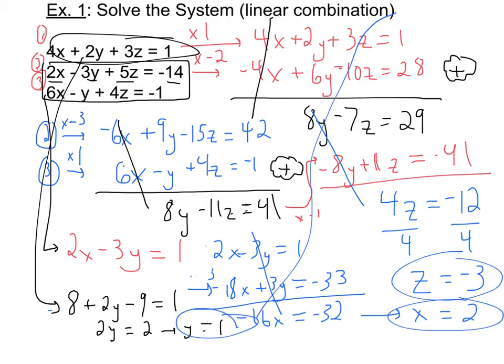And we'll write it up here as a nice, neat, ordered triple: x, which is 2, comma, y, which is 1, comma, z, which is negative 3, and that is how you solve a linear system in 3 variables.